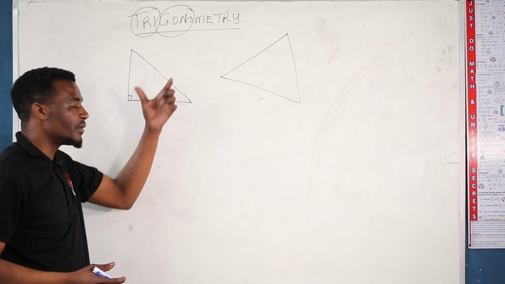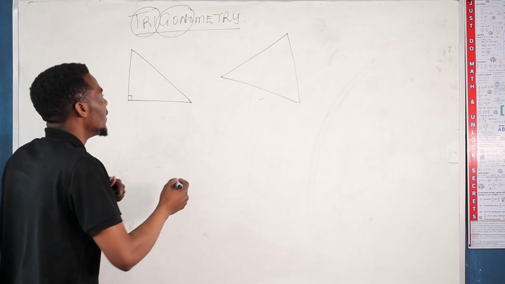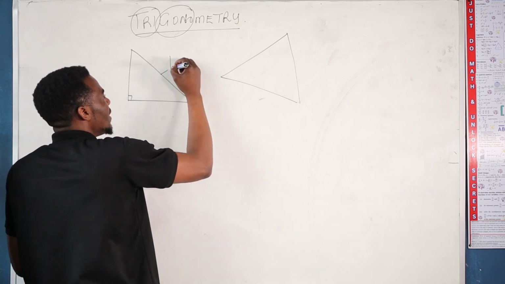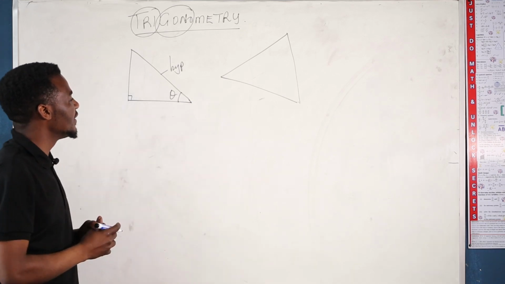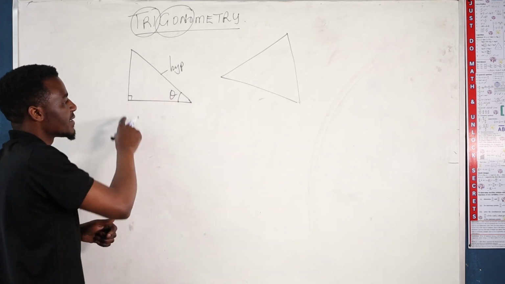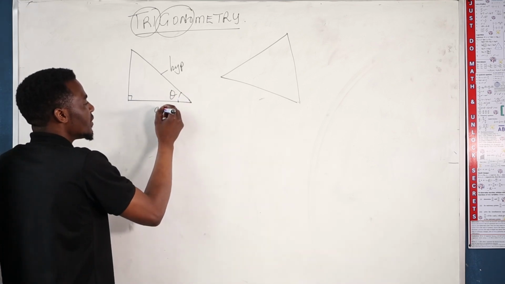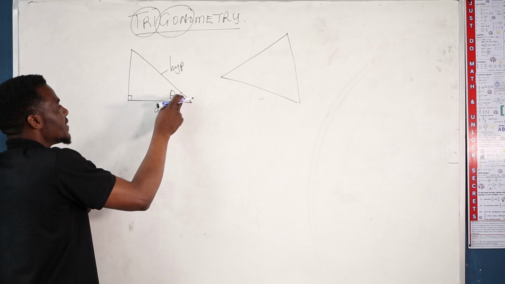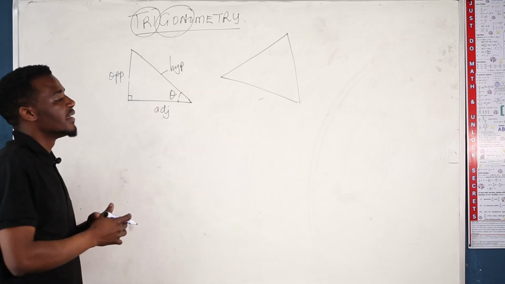A right angled triangle is a three-sided shape where one of the interior angles is a 90-degree angle, and we know that this side is called the hypotenuse. And let's say if this angle theta is given, then we can also name the other sides. The side that is next to the angle that is given is the one that we normally call the adjacent, and the side which is opposite to the angle that is given we normally call the opposite.